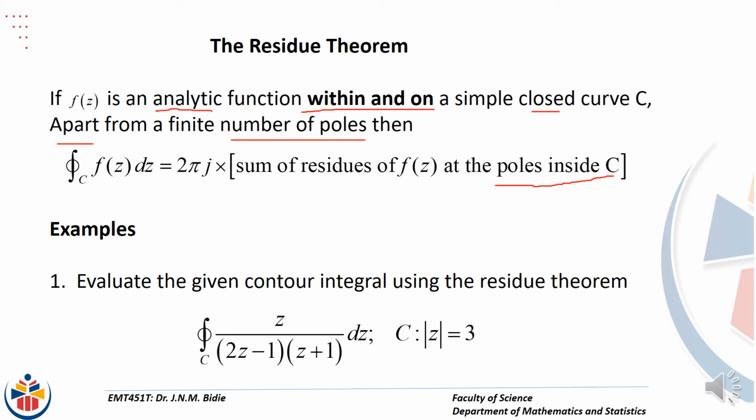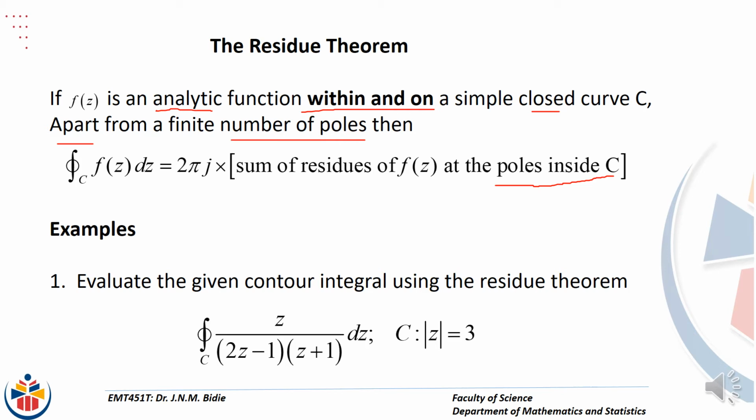So first things first, when you're given a function or an integral to evaluate, one of the first things you do is determine the poles, sketch the region, and check whether your region contains the poles. And then you calculate the residues of the poles that lie inside the region, because those are the only ones that count. It must be the sum of residues of f(z) at the poles inside C.